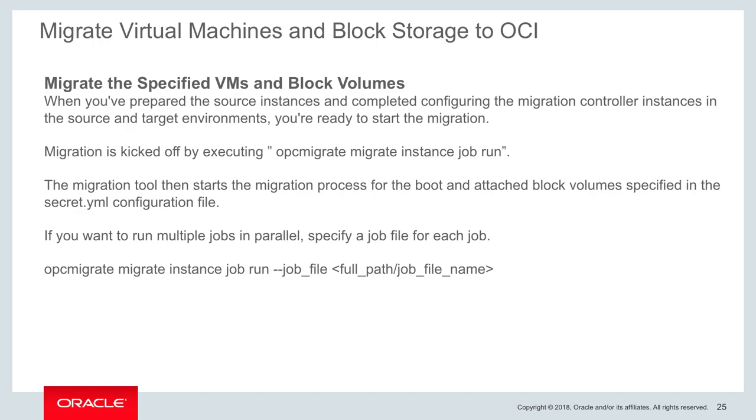If you want to run multiple jobs in parallel, specify a job file for each job. The command to execute the jobs is given below. It is opc-migrate migrate-instance job run, and you pass an argument for the job file, which is the full path of the job file name.